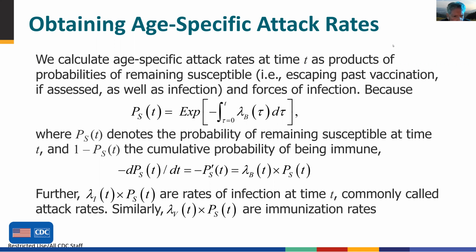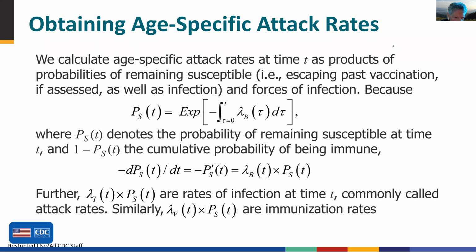And so we can write the proportion susceptible at age t as e raised to minus the integral of the risk of infection plus vaccination from some lower bound, which could be birth, or it could be the introduction of the pathogen into the population, up to the present time. So this denotes the probability of remaining susceptible, and this is its complement, which is the cumulative probability of being immune. If we take the derivative of that, that's minus the derivative of this, which leads to the force of infection plus vaccination times the proportion susceptible, and we'll write this on the next slide.